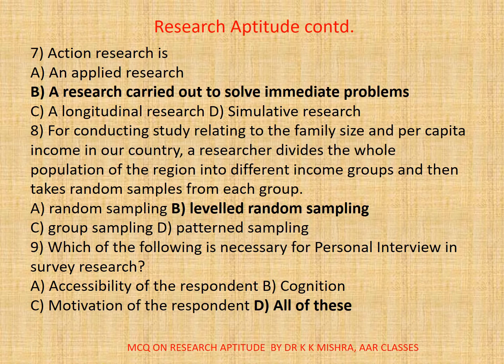8. For conducting a study relating to the family size and per capita income in our country, a researcher divides the whole population of the region into different income groups and then takes random samples from each group. A. Random sampling, B. Labeled random sampling, C. Group sampling, D. Pattern sampling. Correct option is B. Labeled random sampling.